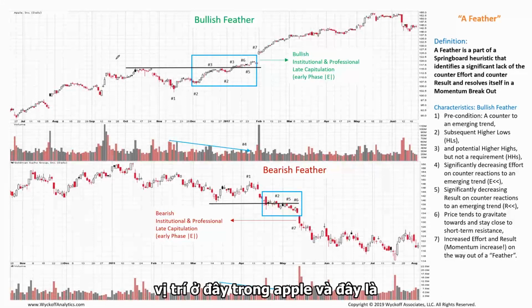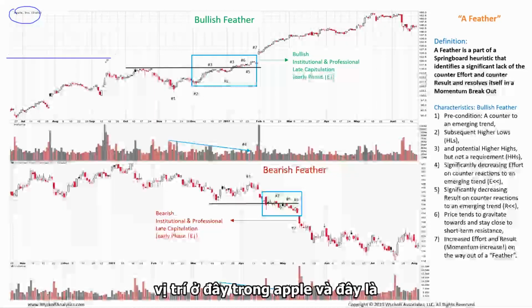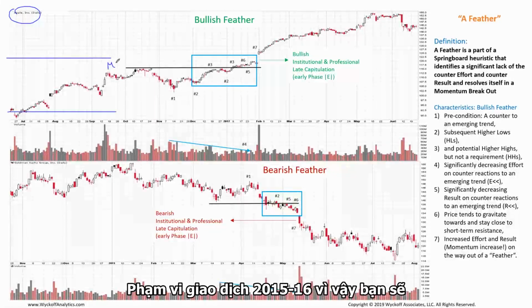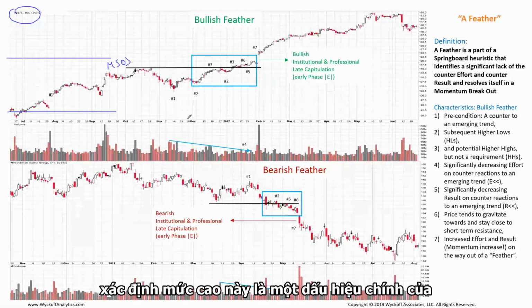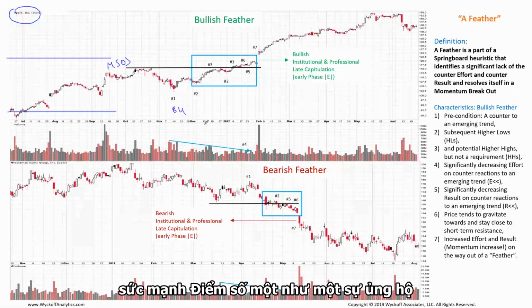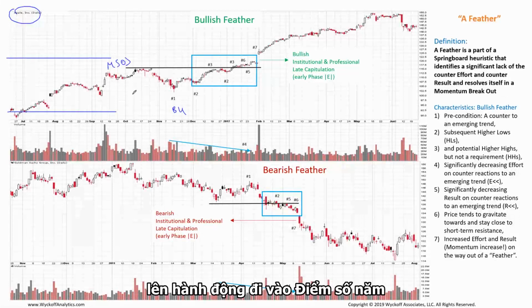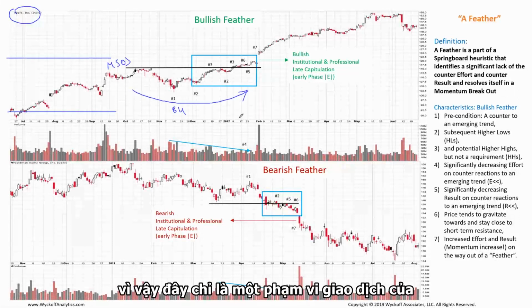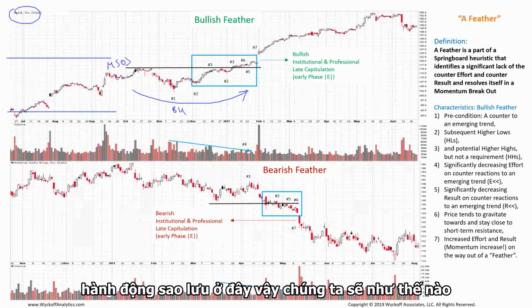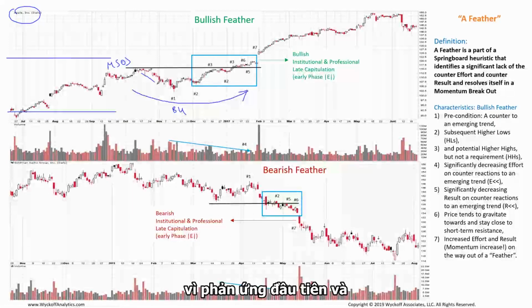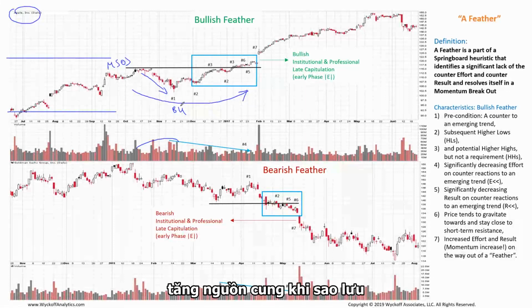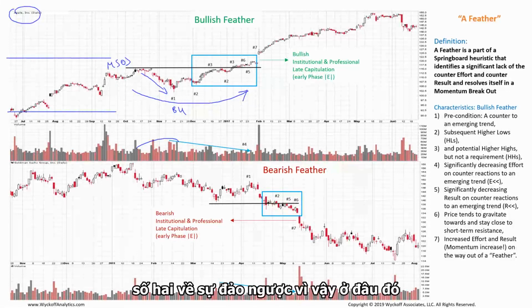So our position here in Apple, and this was the 2015-16 trading range. So you're going to identify this high as a major sign of strength. Point number one as a backing up action, going into point number 5. So this is just a trading range of the backing up action here. So how would we be thinking about opening the position? Because of the first reaction and the increased supply on the backing up action, we might be thinking about establishing the position at point number 2 on the reversal. So somewhere here. So this could be our point of entry number 1.